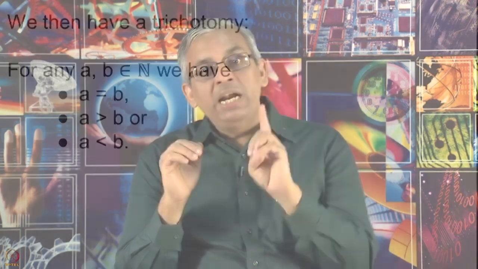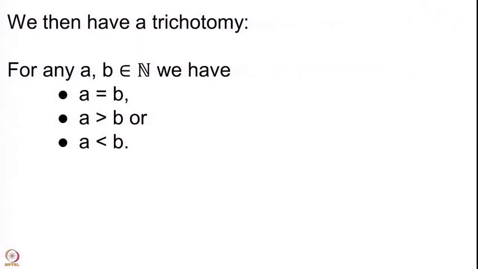So let's read it again. Whenever we have A and B, any two natural numbers, you will either have that A is equal to B, A is bigger than B, or A is smaller than B. Again, you may think that this is quite obvious. Indeed, it is very obvious by how we have developed things so far.